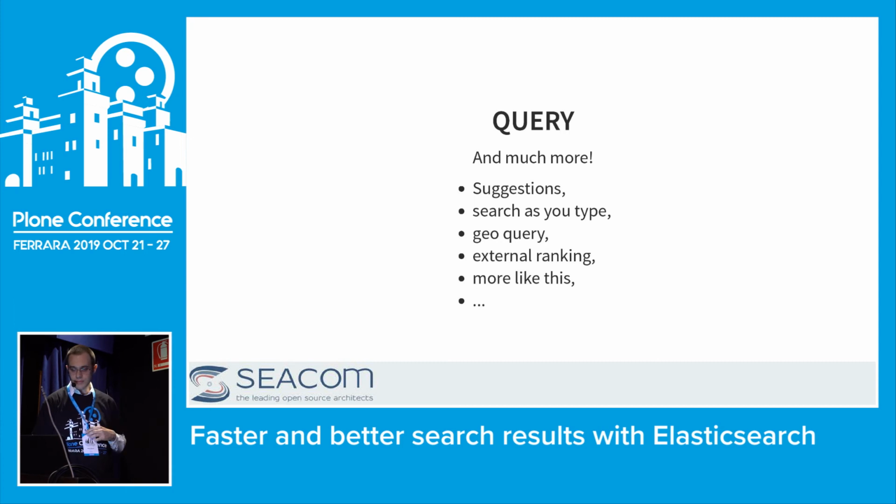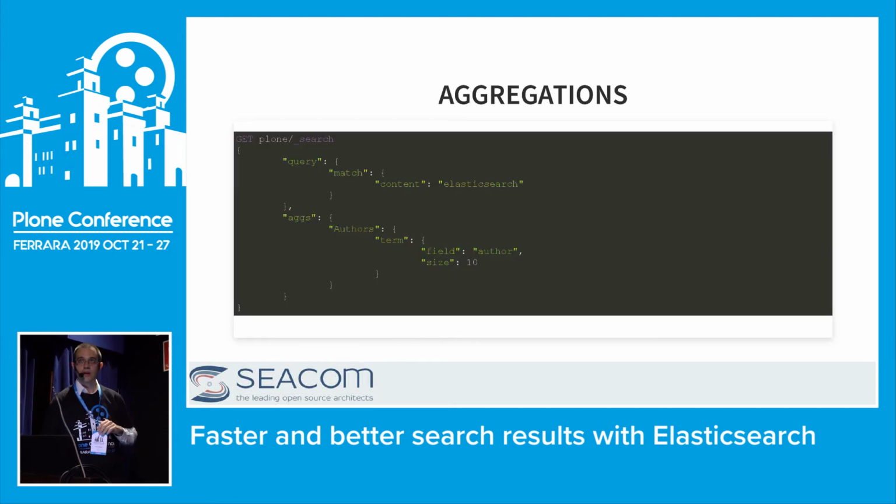And much more. I already talked about suggestion. We have search as you type, and so on. Aggregation: when we were talking about category, let's talk about, for example, author. We can show the top 10 authors that match the query. So let's say all the documents, and we can take the top 10 authors, and this will return the number of documents for each author.